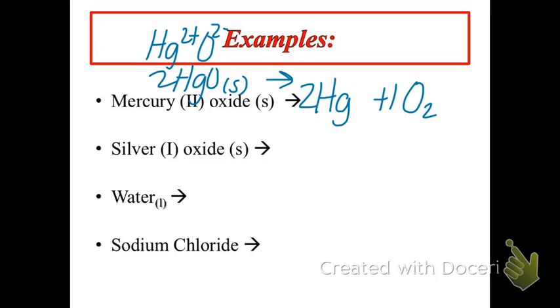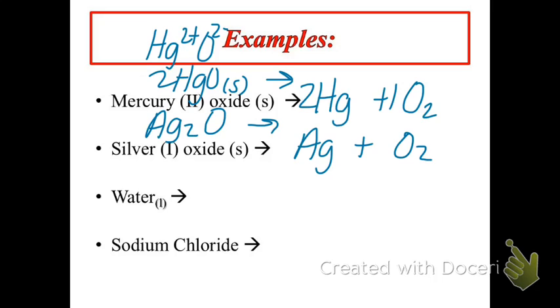Same thing, the next one. So you have silver 1 oxide. Silver 1 oxide is Ag2O. Okay. So this one is going to break down into Ag plus O2. And again, you want to make sure that you balance your equations. And there you go.